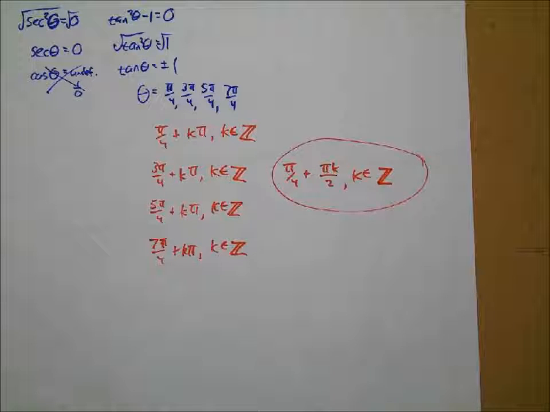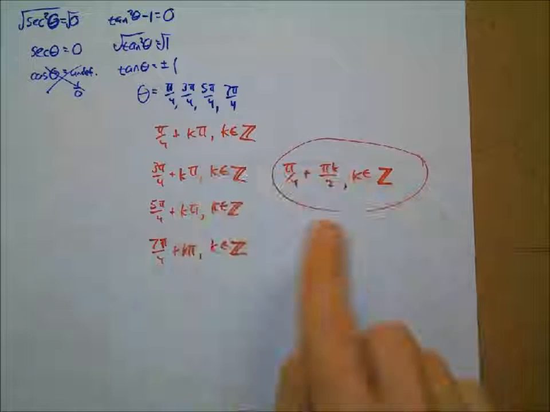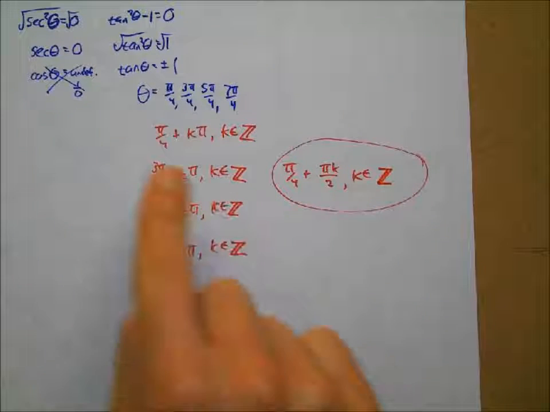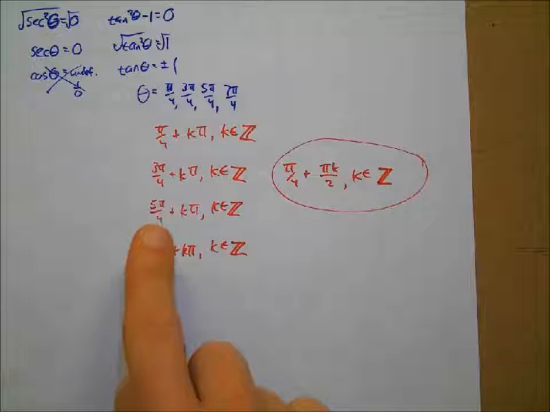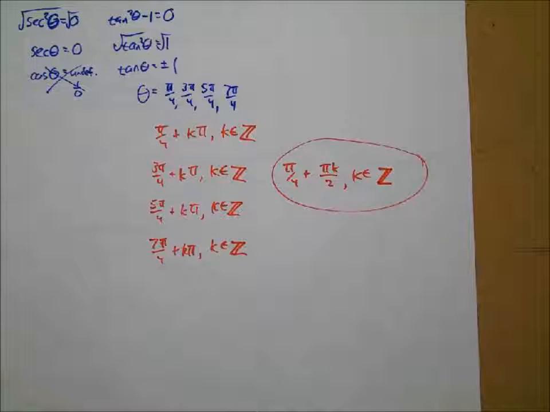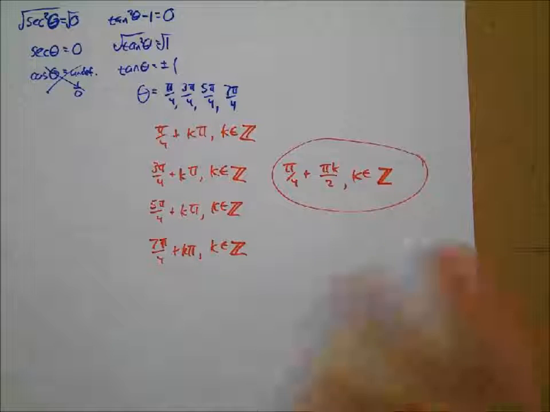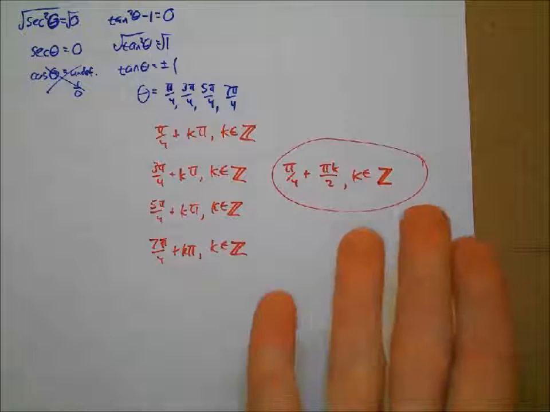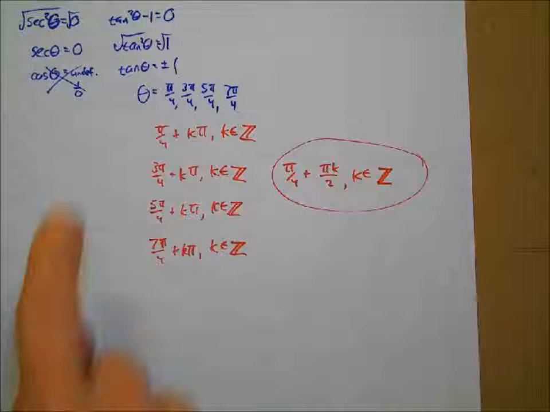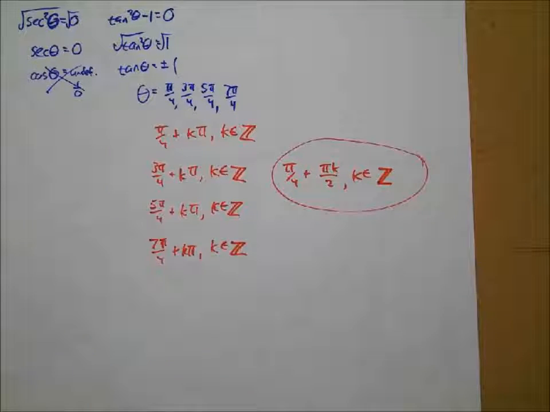But these can all be combined together in a single statement right here, because these are all different from one another by pi over 2. And so you can then say all the solutions in a single statement. Do you have to do that? No, but it is possible, okay? Do understand that it's possible. It covers all of our bases, does it not, right? So, okay? Questions on any of that?